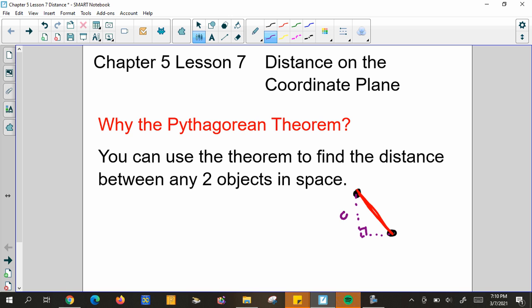where I can say A, B, and C. So the distance, this red line going from one point to another, happens to be the hypotenuse of this right triangle made by finding the vertical distance and the horizontal distance.